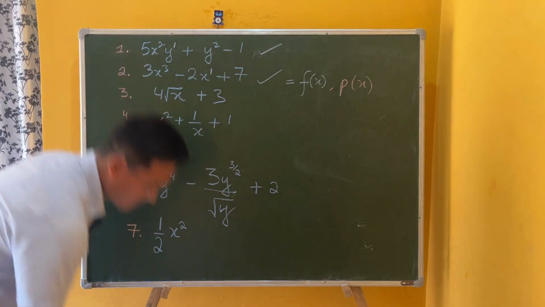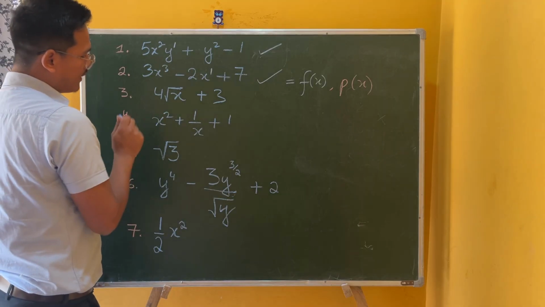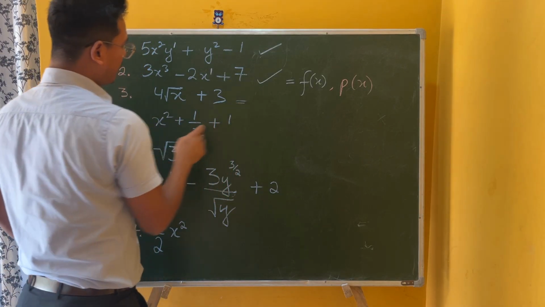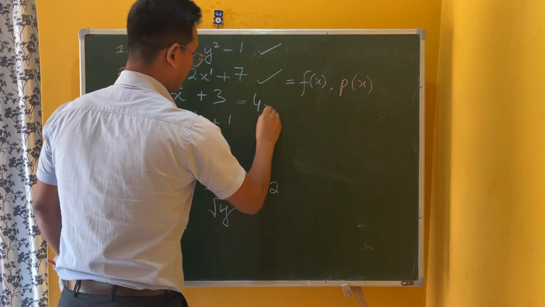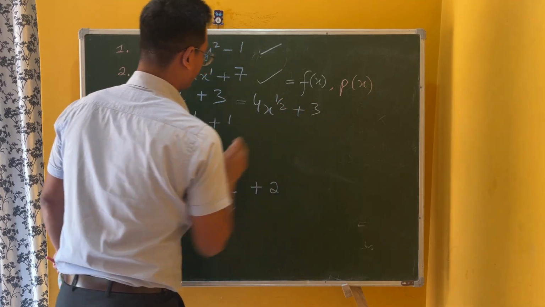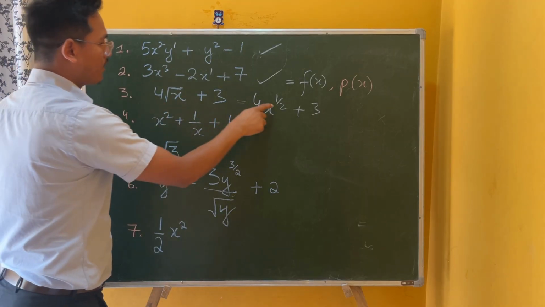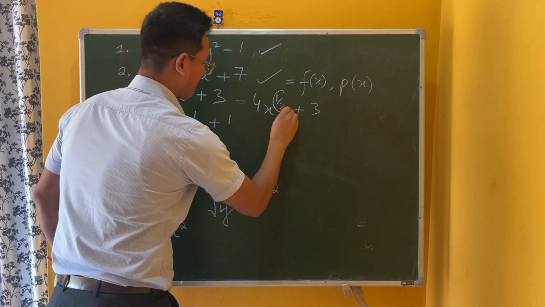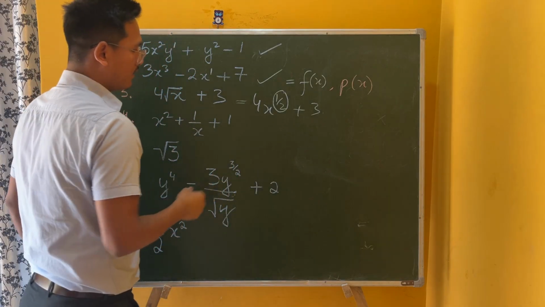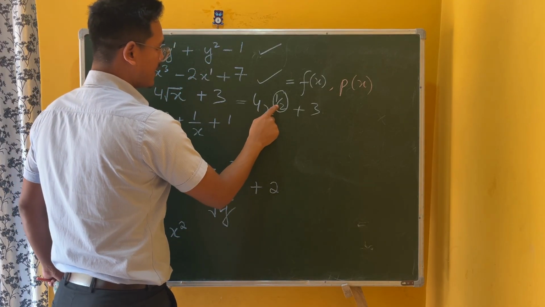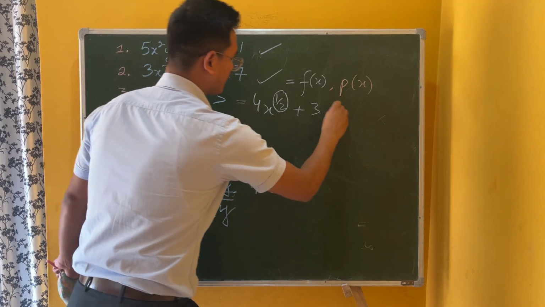Now what about this? Is this a polynomial? You see only one variable x. If you rewrite this expression, it can be written as 4x to the power half plus 3, right? If you remove this radical or the root symbol, then the power half will come. I told you, in order to be a polynomial, the power has to be a whole number. No negatives, no fractions, no decimals. So this is not a polynomial.